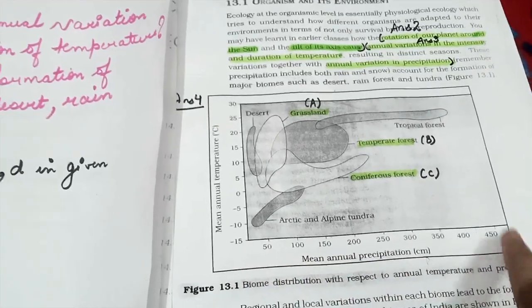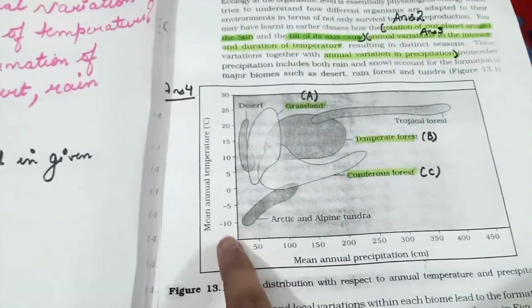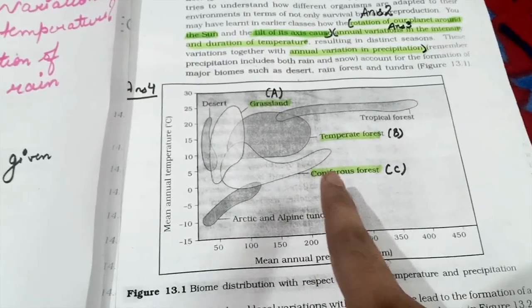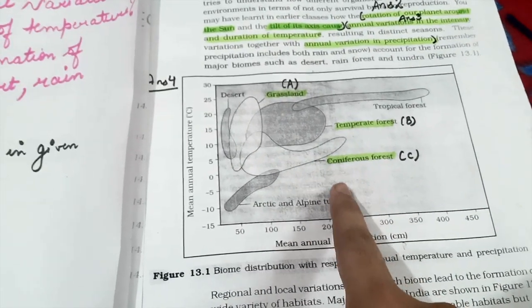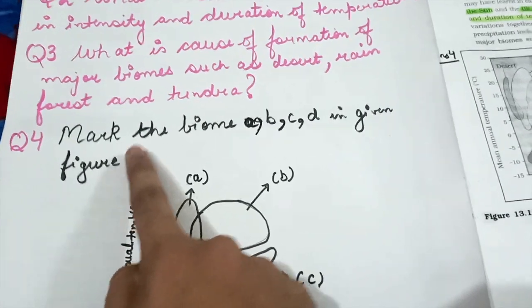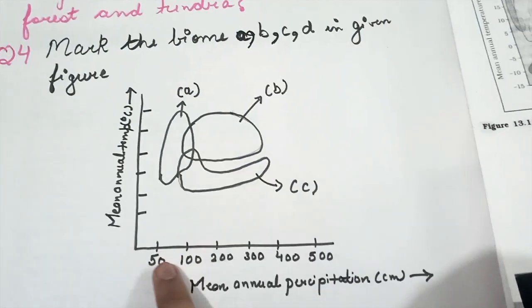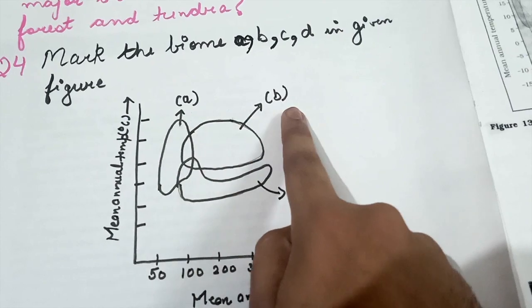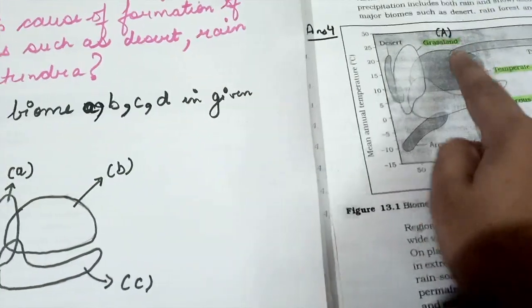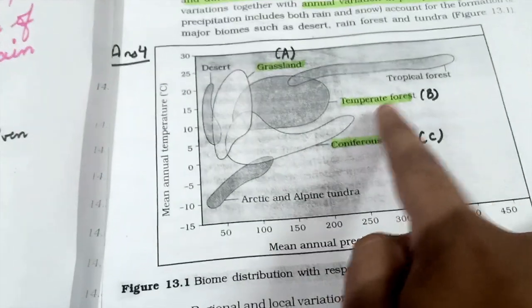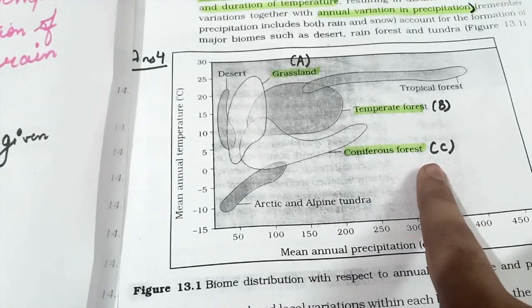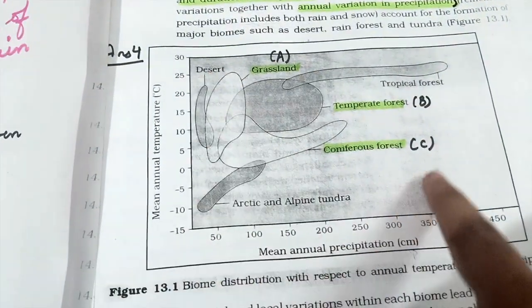Now, the diagram given here is also very important. Let us look at how a question can be asked from this diagram. A question can be asked like this: mark the biomes A, B, C given in the following figure. As you can see here, A is grassland, B is temperate forest, and C is coniferous forest. So you should remember all the major biomes on this diagram.